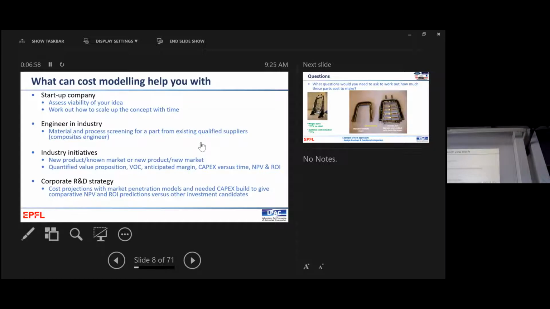You could be an engineer in an industry where you're trying to screen different materials and processes from different suppliers, and you need a way to understand how they compare from a cost perspective. It could be a bigger industry initiative where you want to quantify a value proposition and work out your business financials. And I've used cost modeling in all these different stages and also in R&D strategy, trying to look at different investment candidates and doing 10, 50, 90 models, looking at what can technology do to change the cost, to change the market penetration, to change the business case. So you need to understand the basic cost position of your idea or your product.